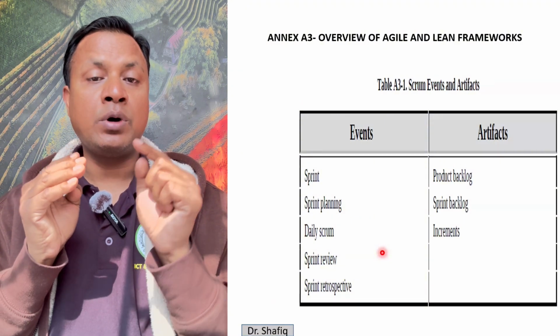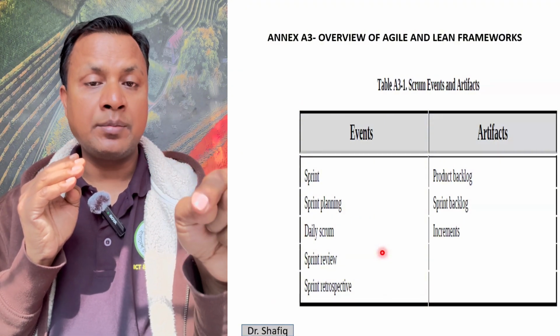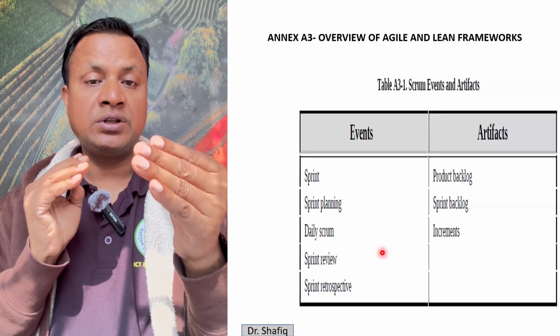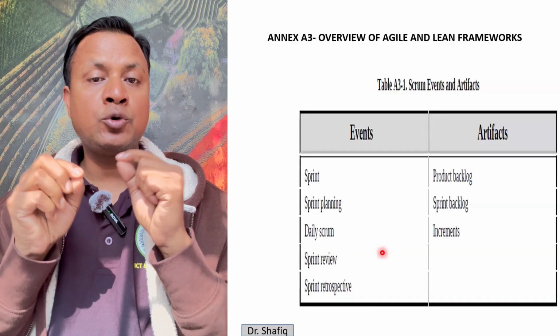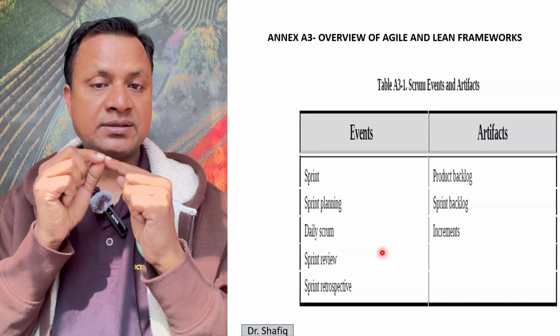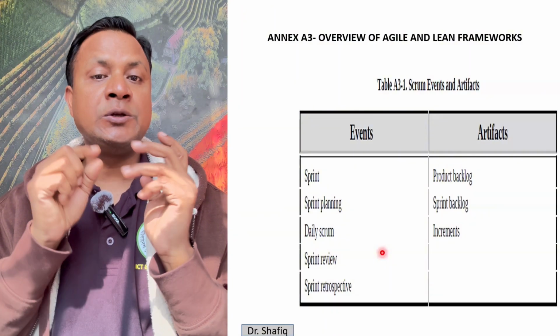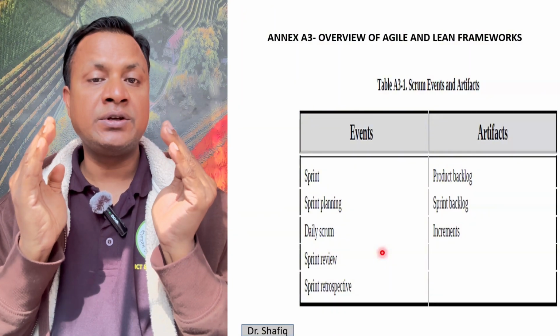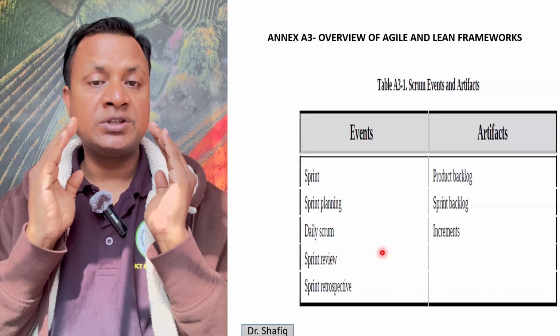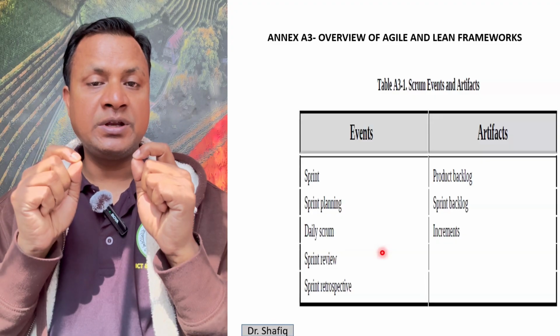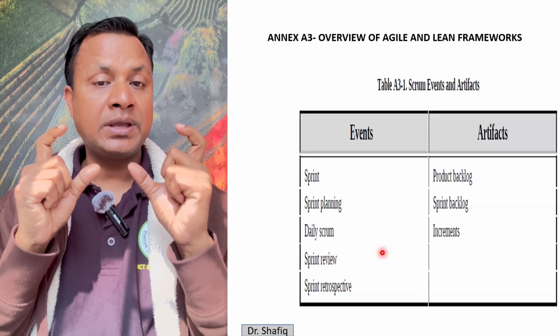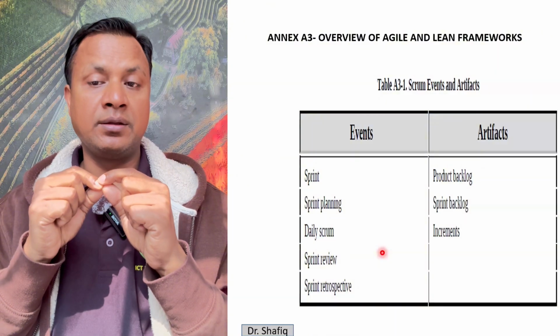Sprint planning is what will be done in the coming sprint. Before the sprint starts, you have to plan what tasks, activities, and design you'll be doing within these 15 days or less or more, the sprint. So in a sprint, if you want to do something, you make a plan, and that's called sprint planning.